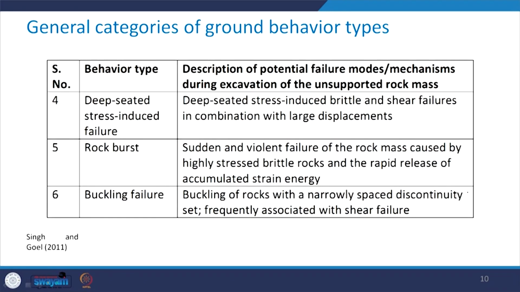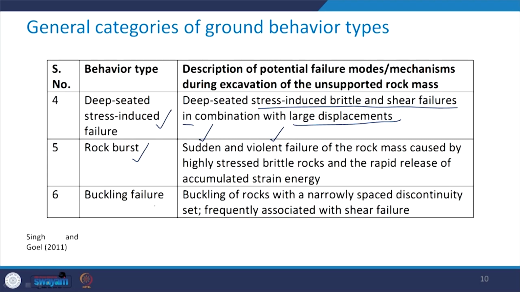The fourth category of behavior is deep seated stress induced failure. In this case, deep seated stress induced brittle and shear failures in combination with large displacements may take place. In the case of rock burst, it is the sudden and violent failure of the rock mass caused by highly stressed brittle rocks and the rapid release of accumulated strain energy.